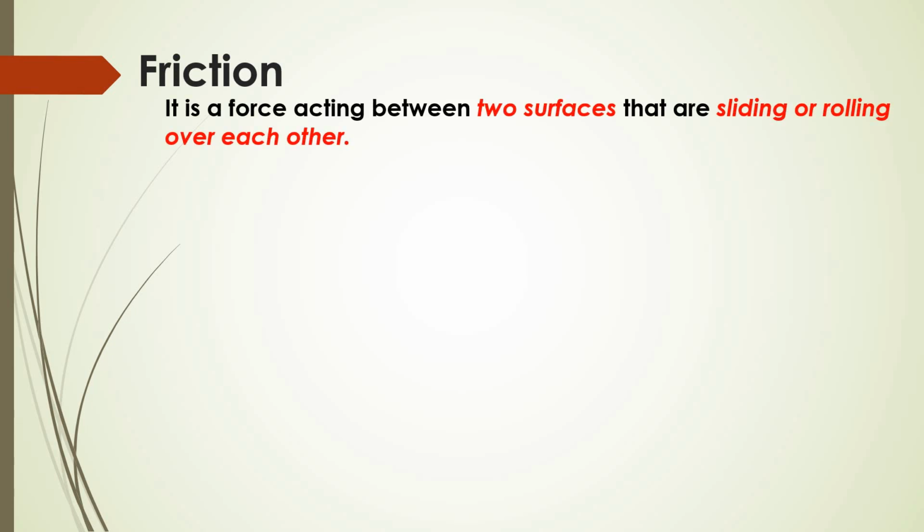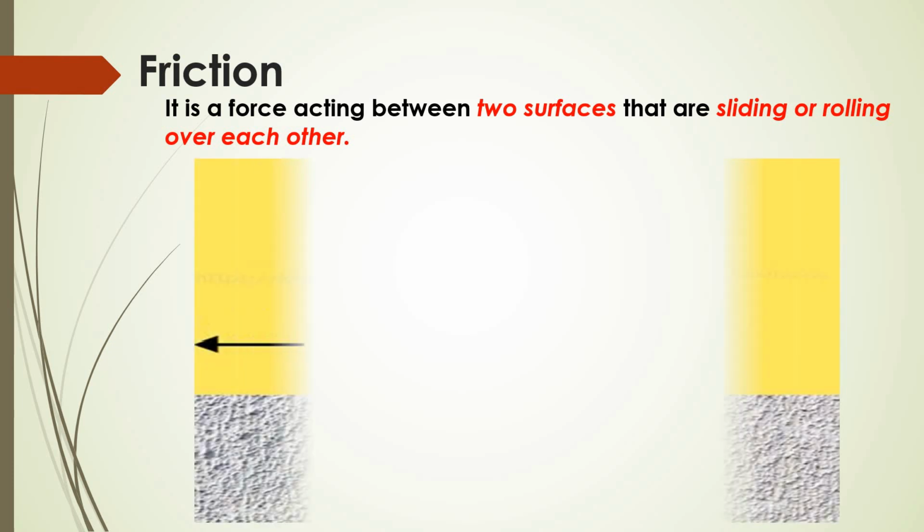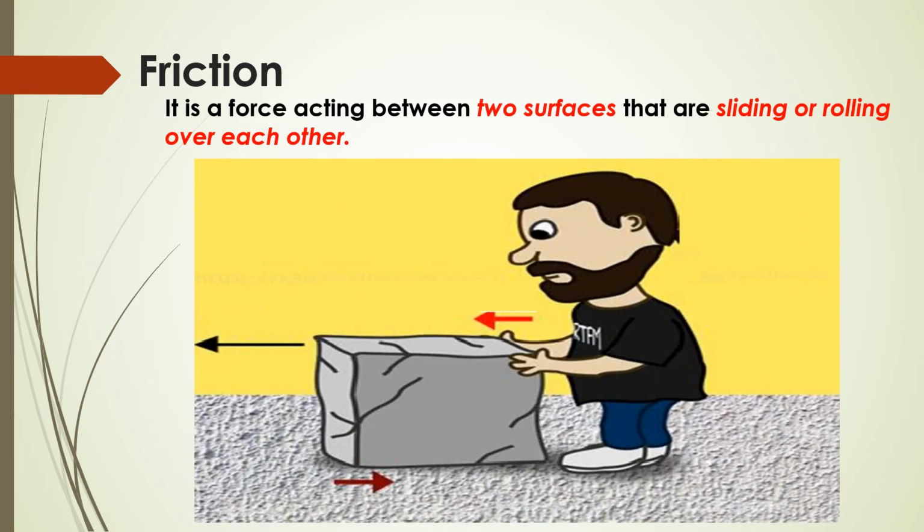So friction. What is friction? Friction is a force acting between two surfaces that are sliding or rolling over each other. So when two surfaces come in contact with each other, and when they slide or roll over each other, then a force called friction acts between them. Let us try to understand friction by taking this example.